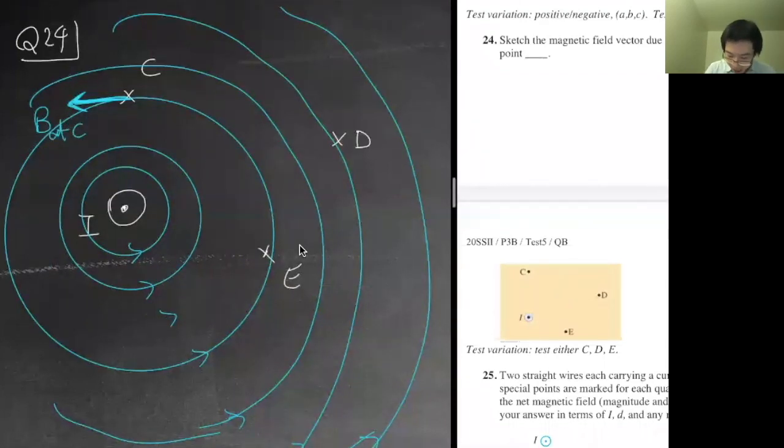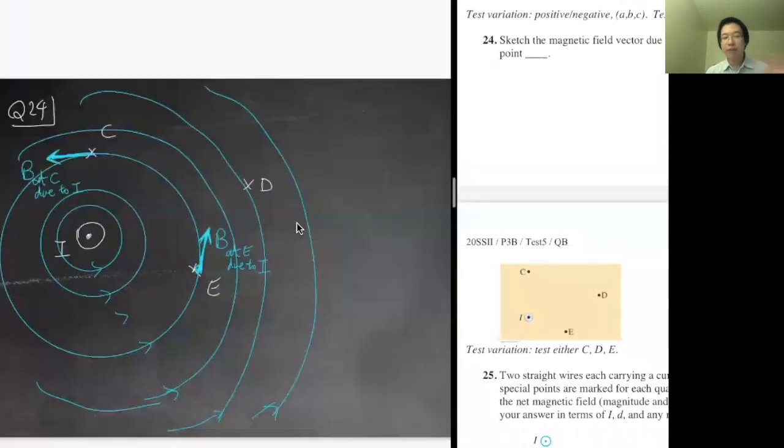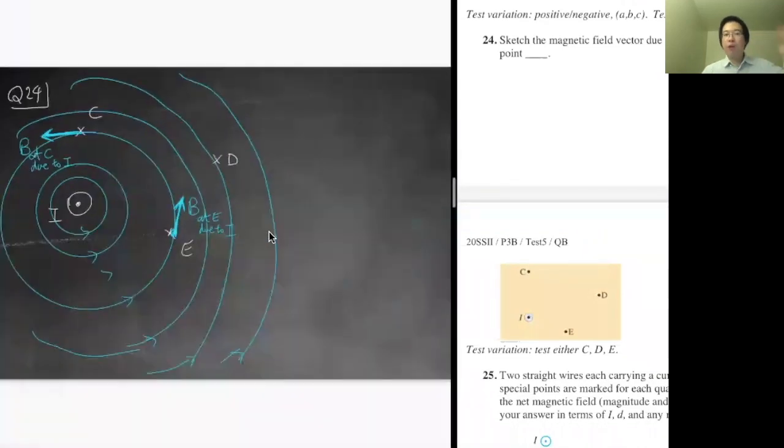The B at E is good. You just need to draw a tangent to the line. Since E is a little bit lower, if E were here, it would be directly up, but if it's a little lower, just make sure it's a tangent there. So B at E due to I. Remember, it's always at a point due to a source. This is what fields are. Even for electric fields, it's the same idea. It's always at a point due to whatever source it is. And finally, D is this. Okay, any questions?